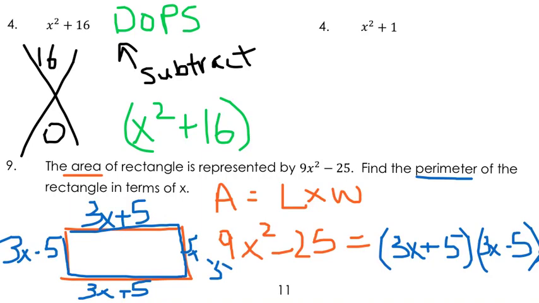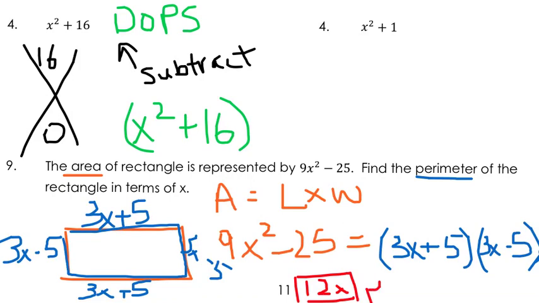When you add up all of these lengths, you should see that 3x plus 3x plus 3x plus 3x is going to get me a 12x. And then if I do 5 minus 5, well, that just cancels out to 0. And then I have another 5 minus 5. That also cancels out to 0. So when I combine my like terms, my final answer for the perimeter is just going to come to 12x.